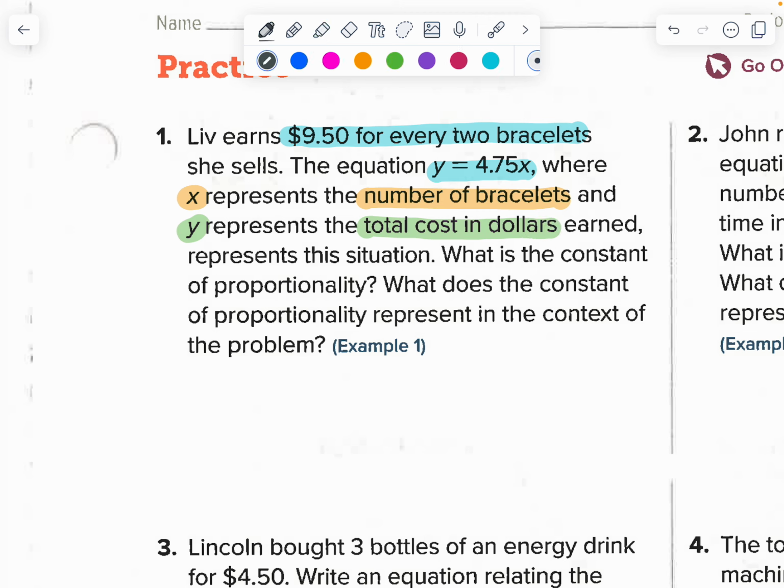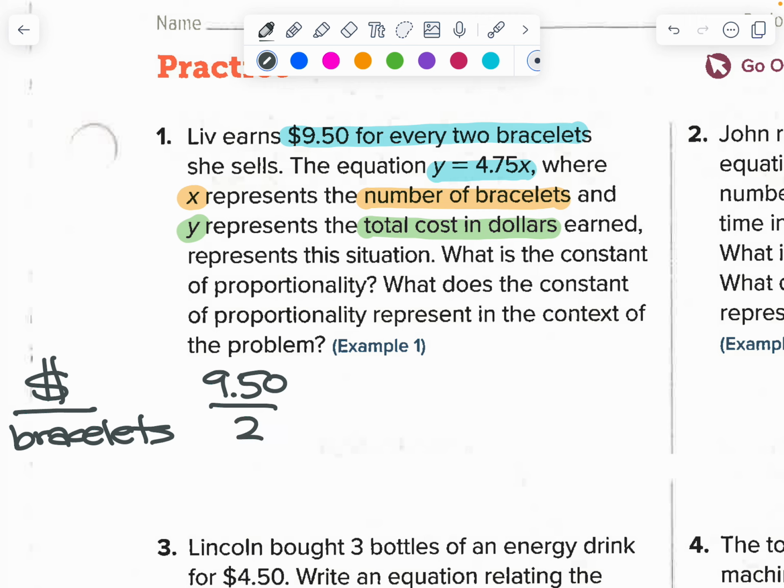So if I were to set up something like this, I would probably go, the cost, money, over the number of bracelets. That's how I would set that up. And they told us $9.50 for 2. They even actually told us what the unit rate was. 1 bracelet costs $4.75. So that looks like what we've already been doing.